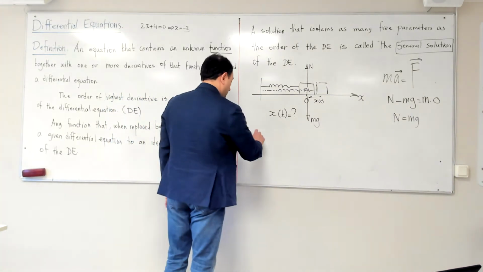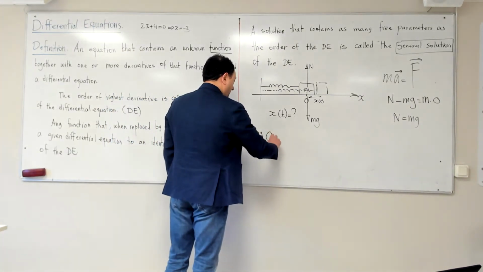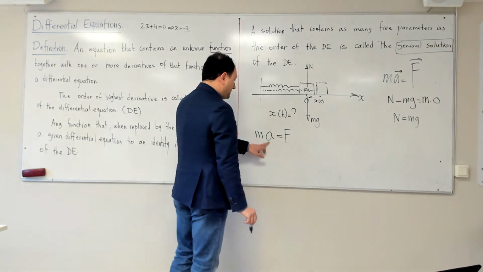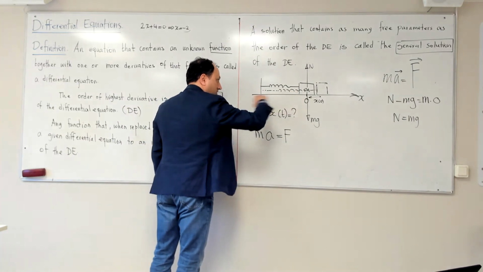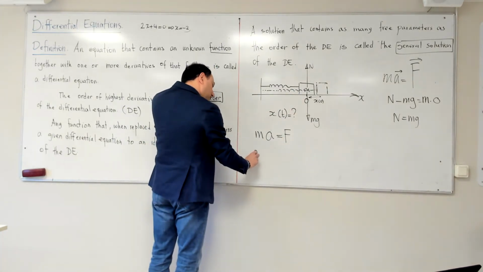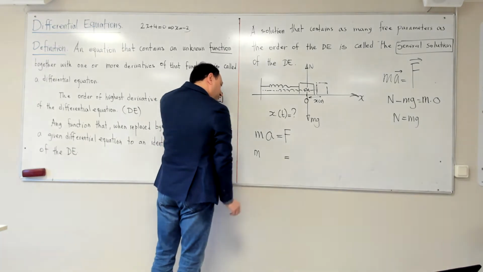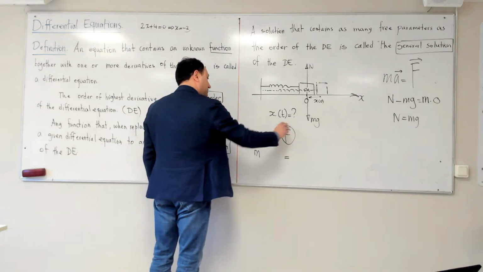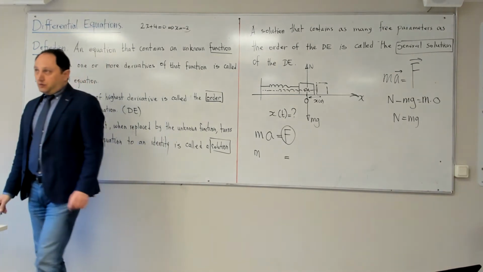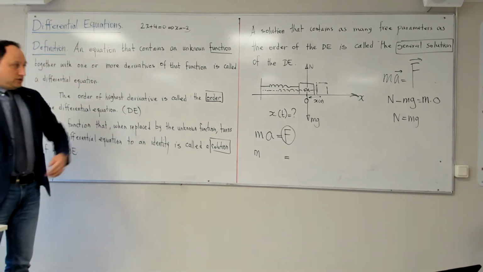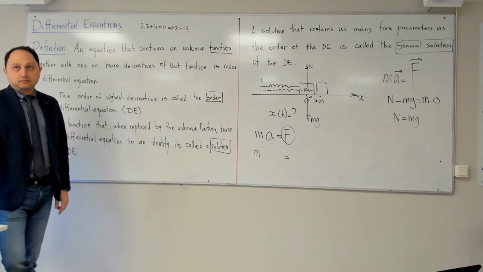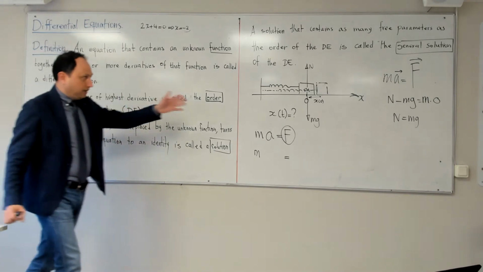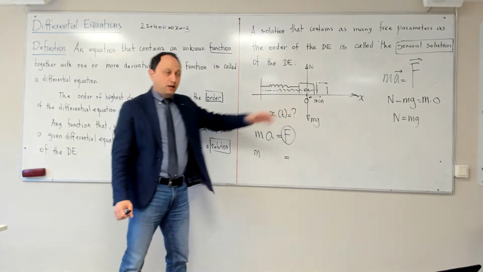m a equals F, but this a, I mean the acceleration of the particle along the x direction. Okay, what can I write? So can you help me? So here, what can I write for F first? What is the only force acting on this block in the x direction? Yes? The force of the spring. There is only one force, if you ignore friction, which I told you I'm ignoring.